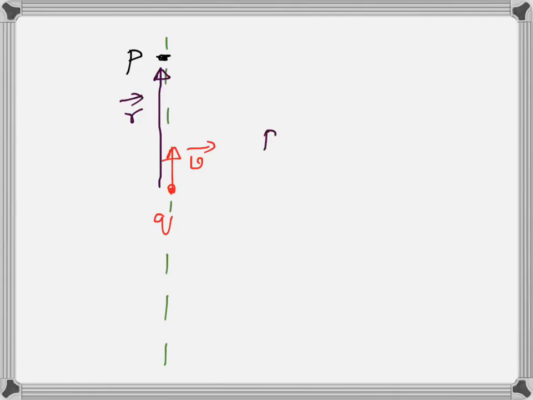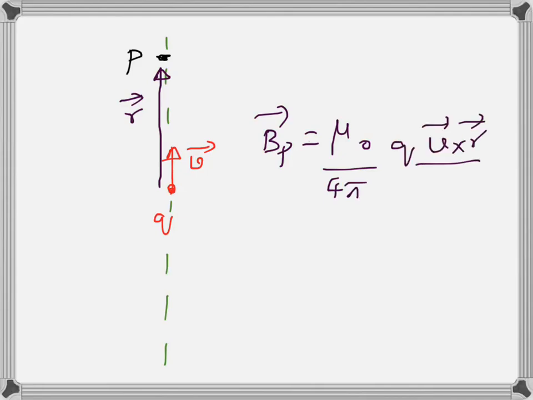Now when you try to find the magnetic field at P due to this charge, you will write mu naught by 4 pi Q V cross R by R cube, no doubt. But here the V and R vectors are parallel. So V is parallel to R, because you are finding the magnetic field at a point which is on the line coinciding with the velocity vector, on the extension of the velocity vector.